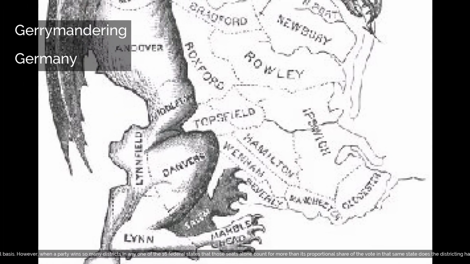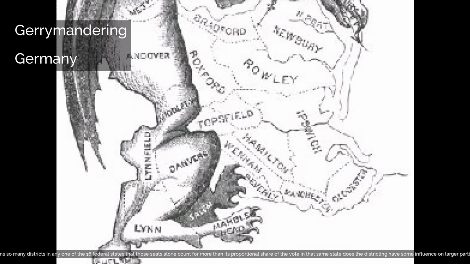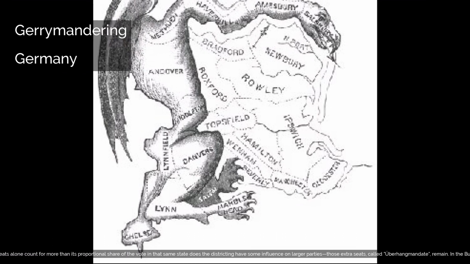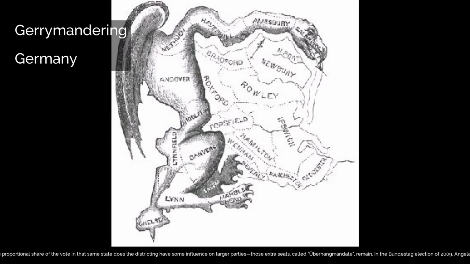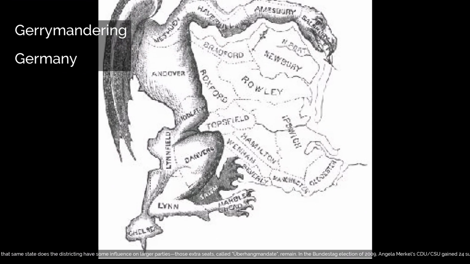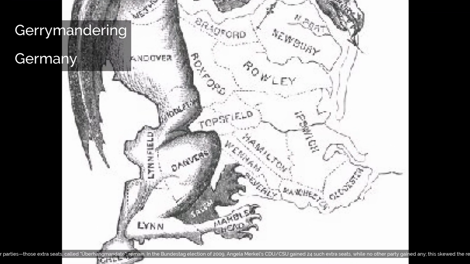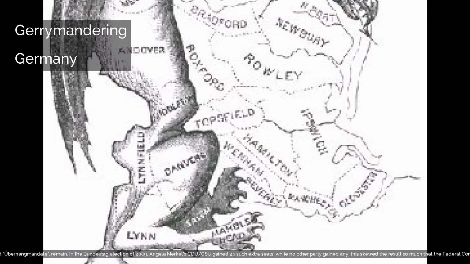However, when a party wins so many districts in any one of the 16 federal states that those seats alone count for more than its proportional share of the vote in that same state, those extra seats, called Überhangmandate, remain. In the Bundestag election of 2009, Angela Merkel's CDU/CSU gained 24 such extra seats, while no other party gained any.